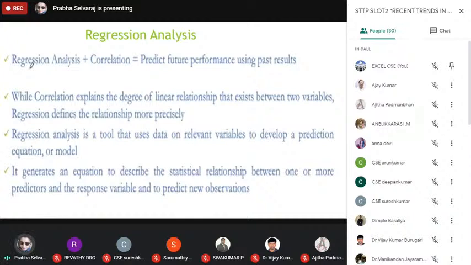You're going to generate an equation which describes the relationship between one or more variables and the response variable. Here you will call it the response variable: the predictor is the input and your response variable is y. Whenever you are given a new value, it has to predict it correctly.